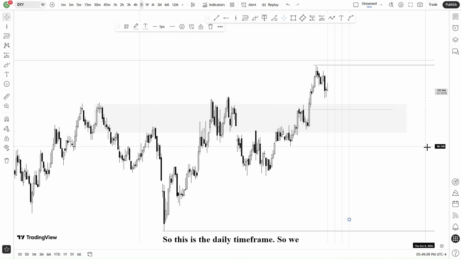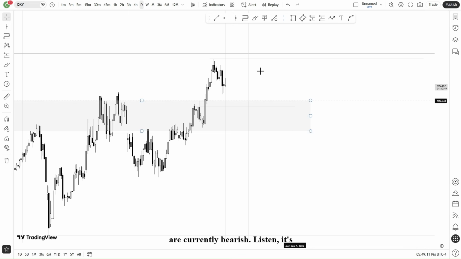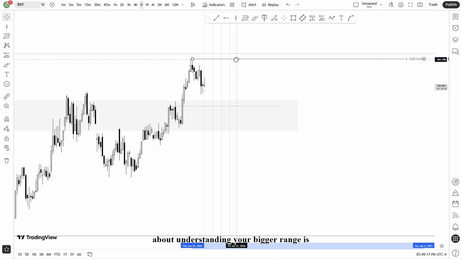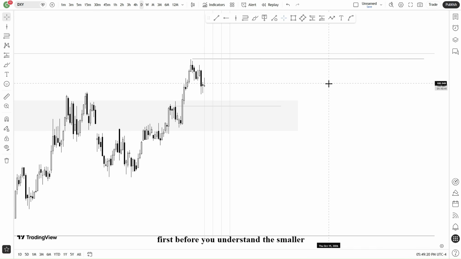So this is the daily time frame. So we are currently bearish. Listen, it's not complicated. You guys have to understand this logic. It's all about understanding your bigger ranges first before you understand the smaller ranges, so you can navigate through to find opportunities, right?